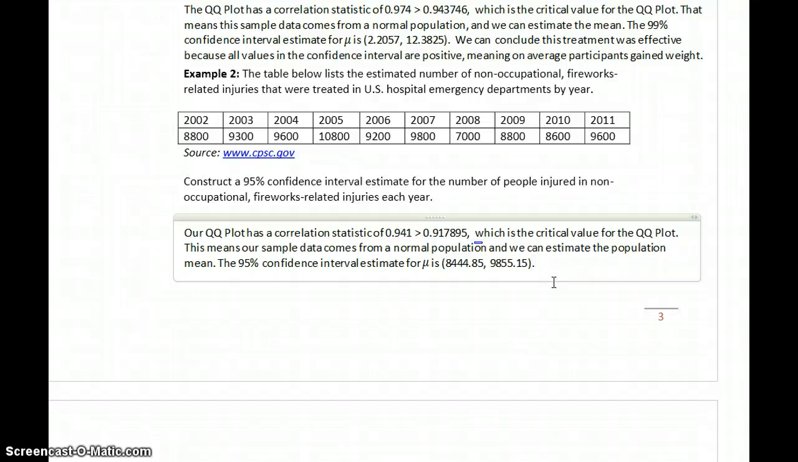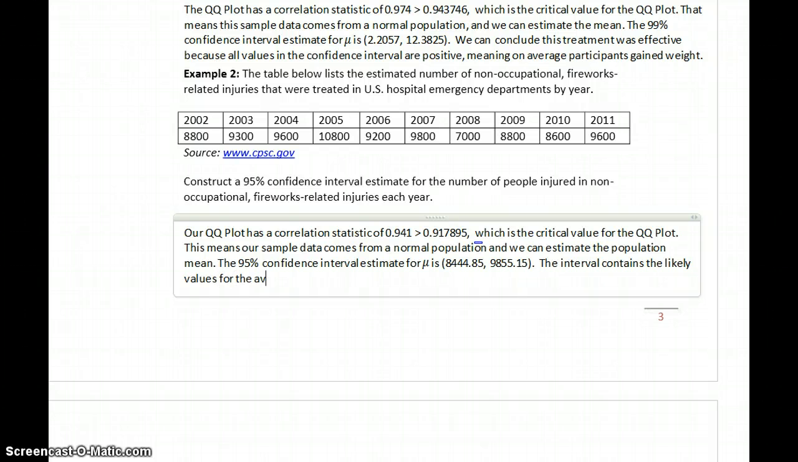So in this question, we're not being asked to interpret anything. We're not being asked to answer any specific question. But we could say this interval contains the likely values for the average number of people who are injured in these non-occupational fireworks related injuries each year. So again, that process of verifying the conditions, making sure we're able to estimate the mean first.